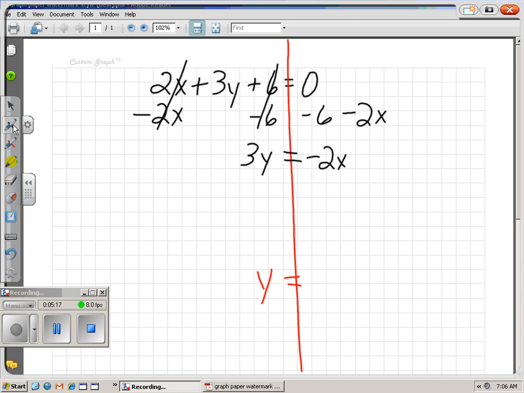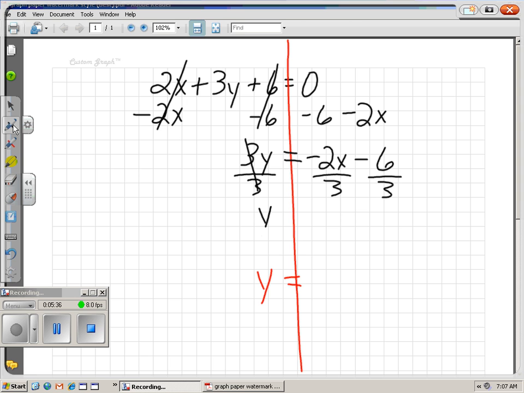So even though I want to shift the 2x over a little bit, that's fine as long as I take the negative with it. Same thing with the 6. That 6 is negative. Wherever that 6 goes, the negative goes with it. Alright, last step to get the y alone, I have to divide off that 3. So everybody gets 3 times smaller, or everybody gets divided by 3.